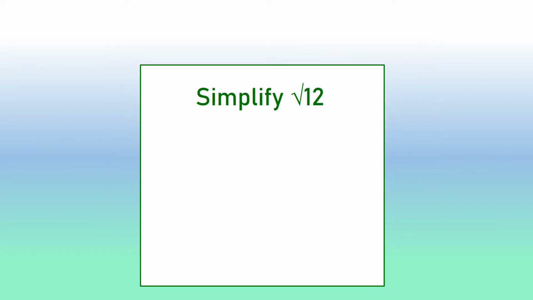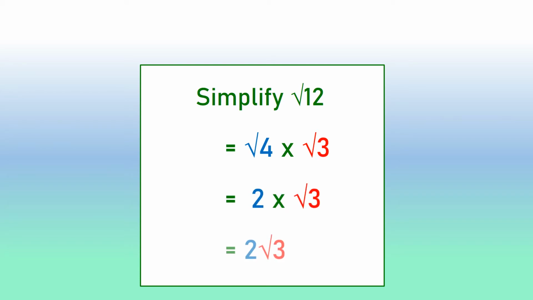So this is a slightly different type of question. In this question, we're asked to simplify. So we are going to look for factors of 12, where one of those numbers is a square number. So we know that 12 can be made up from 3 multiplied by 4. So if we write root 12 as root 4 times root 3, we can then replace that root 4 with 2 and multiply by root 3 still, which gives us 2 root 3 when we take out the multiplication sign.